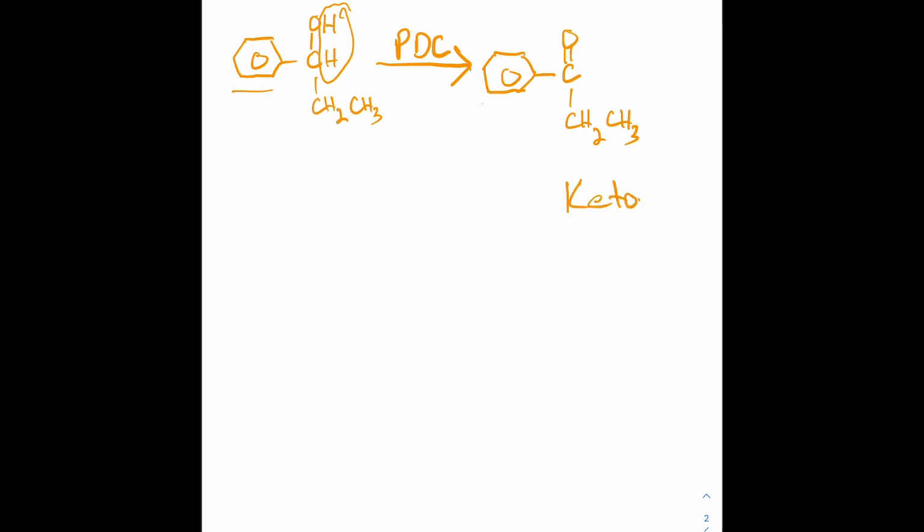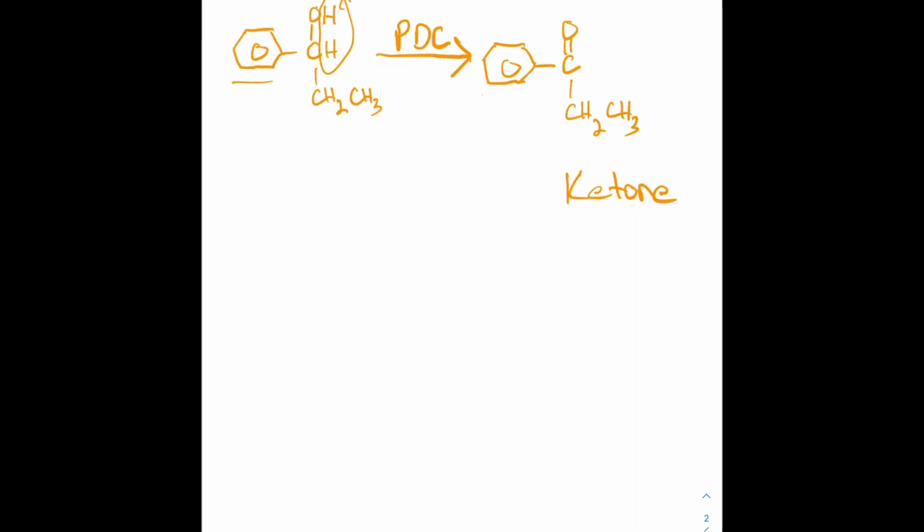So using PDC or PCC can form aldehydes or a ketone. Something you will more than likely see on a test when you do synthesis problems. But just to be clear, the jury is still out on PDC and PCC in terms of exactly how this mechanism works. It's just really something you have to memorize.